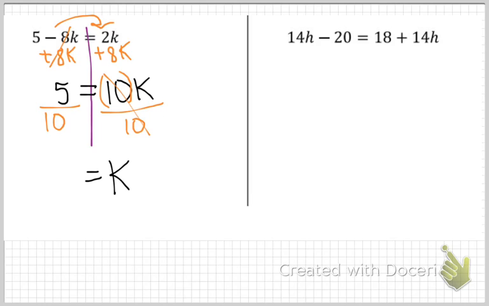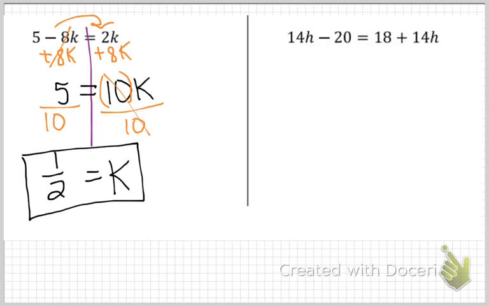Now 5 divided by 10 is not 2. It is actually 1/2. The instructions did not say to round to the nearest something, so we're just going to leave our answer in fraction form. It's a proper way to do it. Just leave it in fraction form.